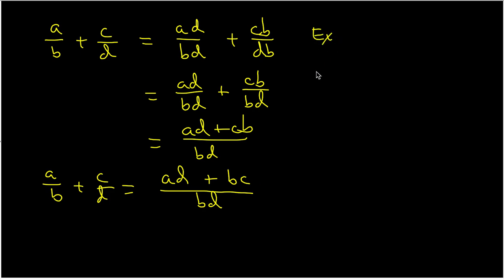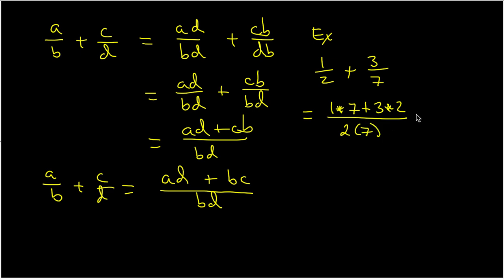So as an example, if I want to add 1/2 plus 3/7, what I need to do is multiply this 1/2 by 7 over 7. So we have 1 times 7. And I'm going to multiply this 3/7 by 2 over 2. In other words, that top is going to be plus 3 times 2. And I'm simply going to multiply the denominators together. So I would have 7 plus 6 over 14. That would be 13/14.